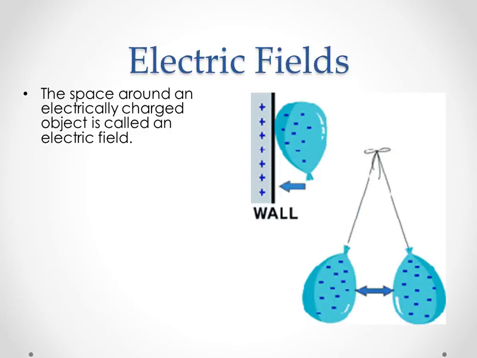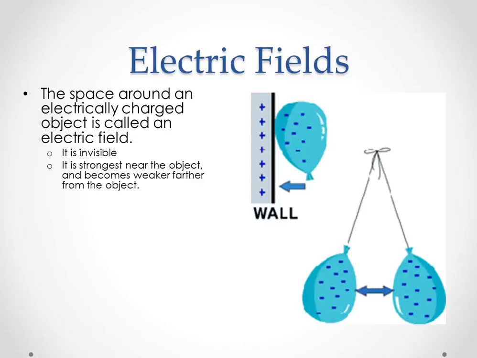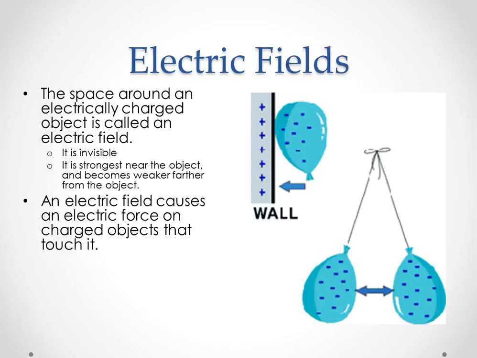Electric fields are the electrically charged object. The space around that electrically charged object is called an electric field. It's invisible, and it's strongest near the object and becomes weaker farther from the object. An electric field causes an electric force on charged objects that touch it.